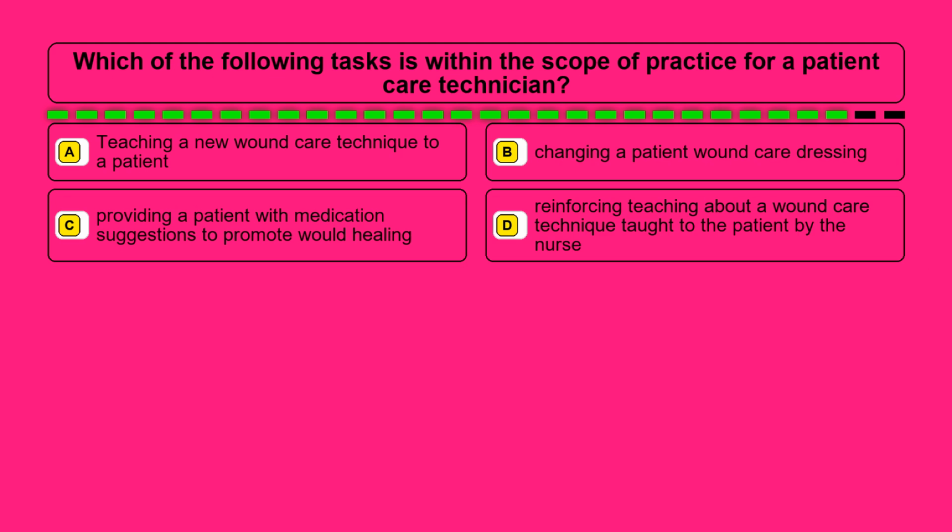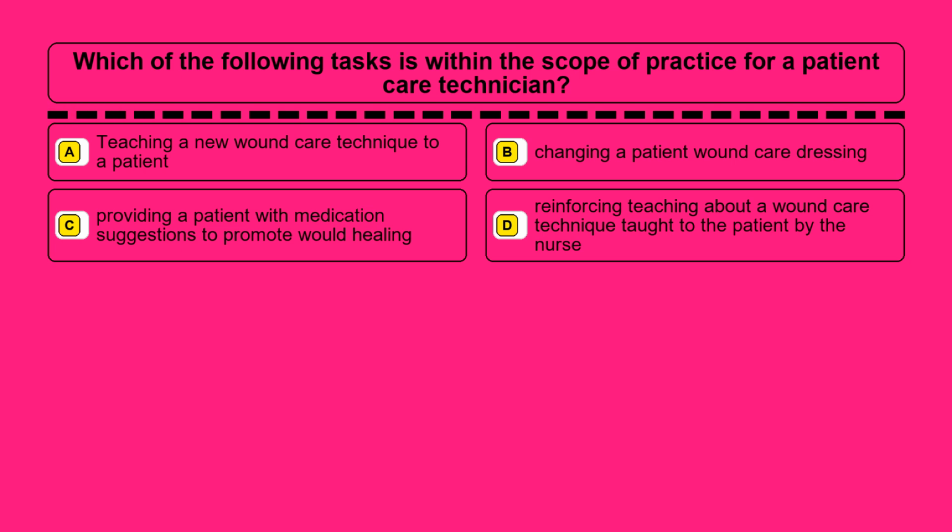Question 62. Which of the following tasks is within the scope of practice for a patient care technician? Option A. Teaching a new wound care technique to a patient. Option B. Changing a patient's wound care dressing. Option C. Providing a patient with medication suggestions to promote wound healing. Option D. Reinforcing teaching about a wound care technique taught to the patient by the nurse.